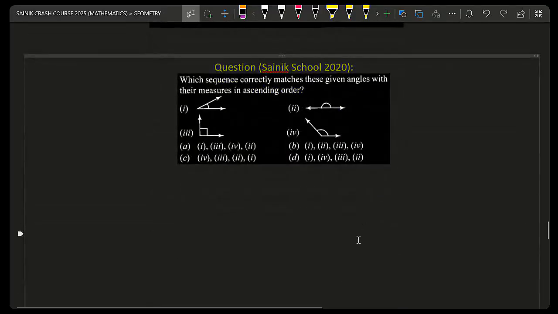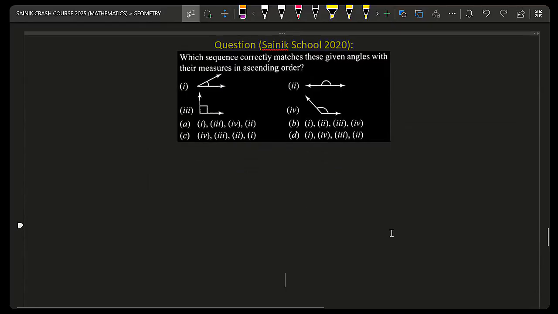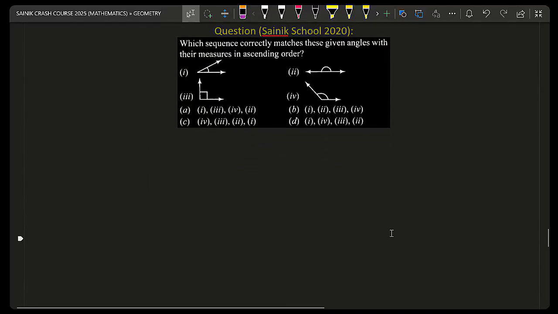Next question came in the 2020 paper. Which sequence correctly matches these given angles with their measures in ascending order? Lowest to greatest, you have to arrange the measures of these angles in ascending order. Who is going to answer this? Shall I read the question again?